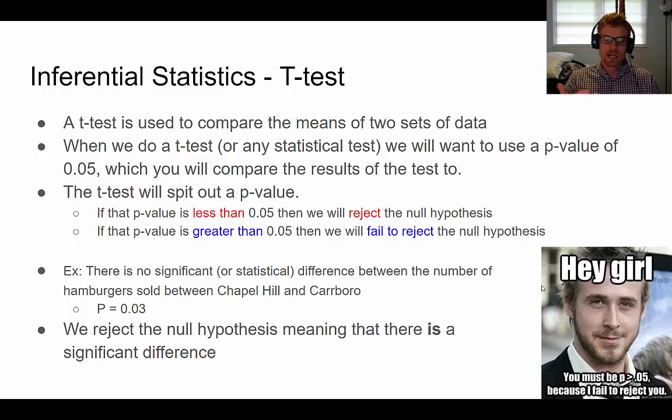And therefore we are saying that we can't tell, or our data doesn't have enough evidence to show that there is a significant or statistical difference between the number of hamburgers sold. It is possible that the difference that we see in the mean is due to our experimental condition, whether we're measuring hamburgers in Chapel Hill or Carborough, but we don't have enough evidence to actually support that conclusion. It could just be due to random error. We're not confident enough. So again, when you reject the null hypothesis, that means that there is a significant difference between the sets of data.